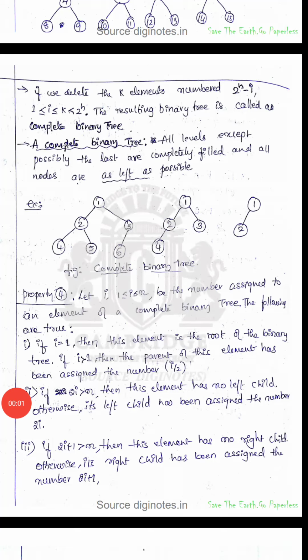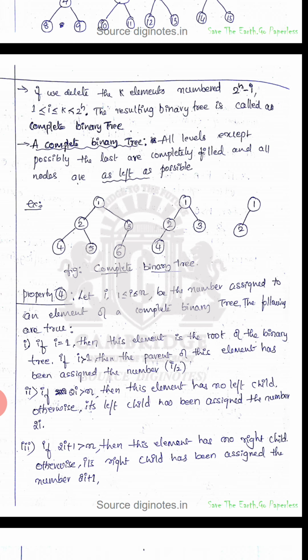Hello everyone. We'll see the next concept in module 4, that is complete binary tree. As per property 4, some of the elements or nodes will be missing in the binary tree. Those kinds of binary trees can be called a complete binary tree. All the levels except possibly the last are completely filled and all nodes are as far left as possible.